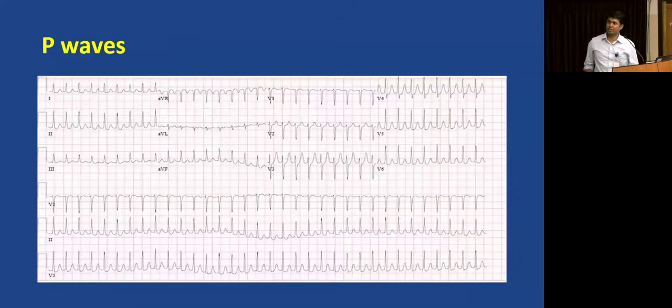Now, the first question, as I said, is P waves. I'm not sure if you're able to see this. This is a typical narrow complex tachycardia. Can you identify any P waves?